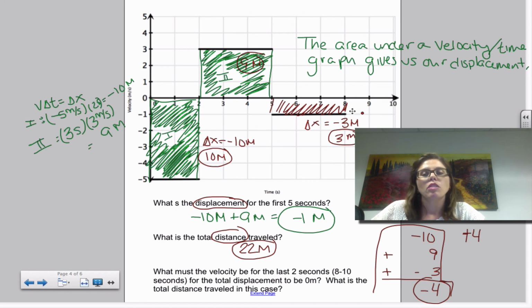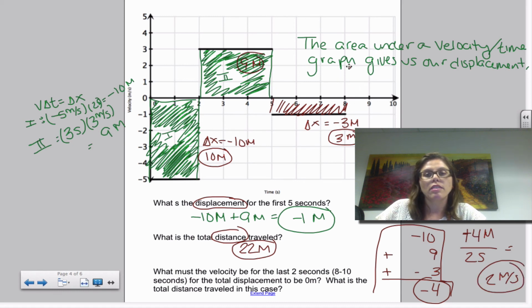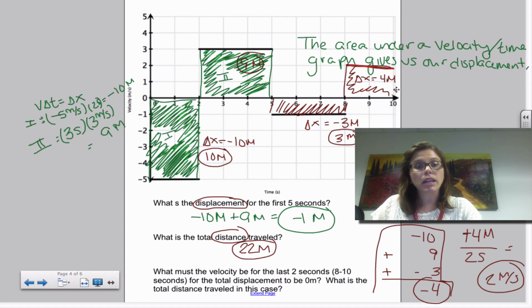Alright, so let's look. So it's over 2 seconds. So +4 meters over 2 seconds gives us our velocity, 2 meters per second. So our velocity for the last 2 seconds needs to be 2 meters per second. And so our change in x is 4 meters. And if we add up our displacements, we will get 0. Yay! Okay, so now let's do the position time graph and we'll be done.